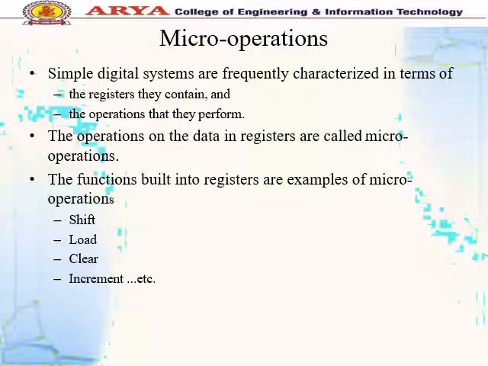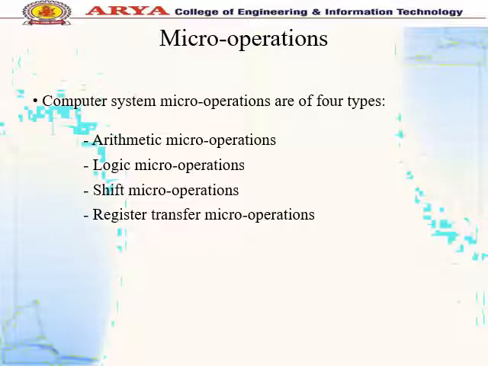What is microoperation? Simple digital systems are frequently characterized in terms of the registers they contain and the operations that they perform. The operations on the data in registers are called microoperations. It means it is an elementary operation. The functions built into registers are examples of microoperations. There are shift, load, clear, increment, decrement, etc. The computer system microoperations are of four types: arithmetic microoperations, logic microoperations, shift microoperations, register transfer microoperations.